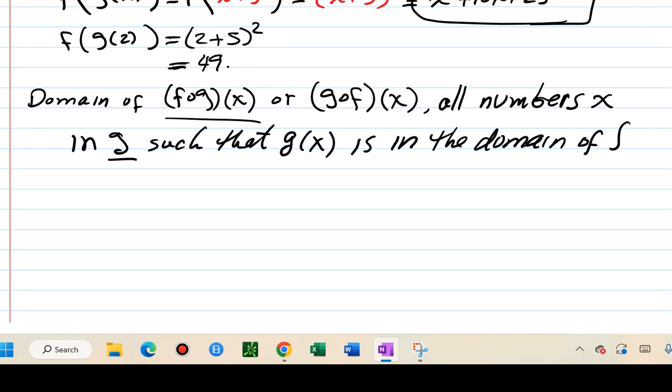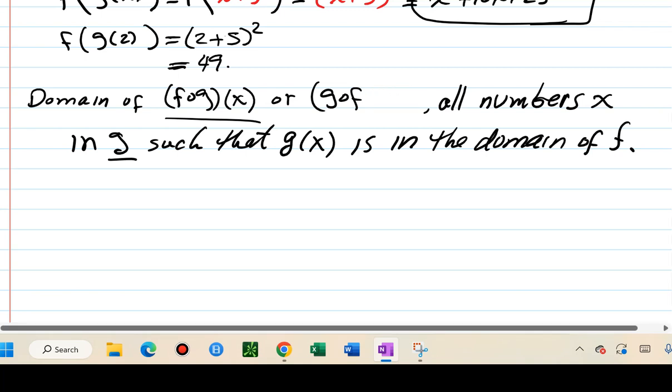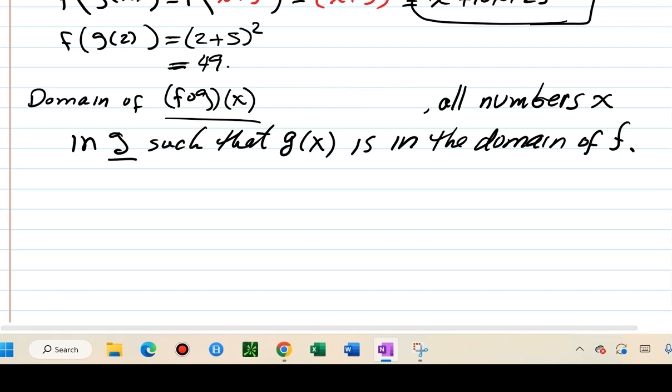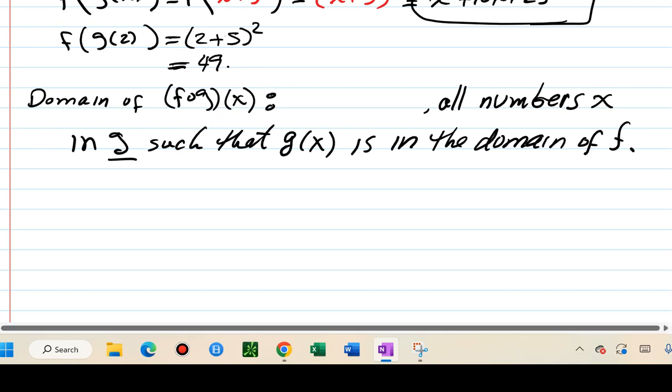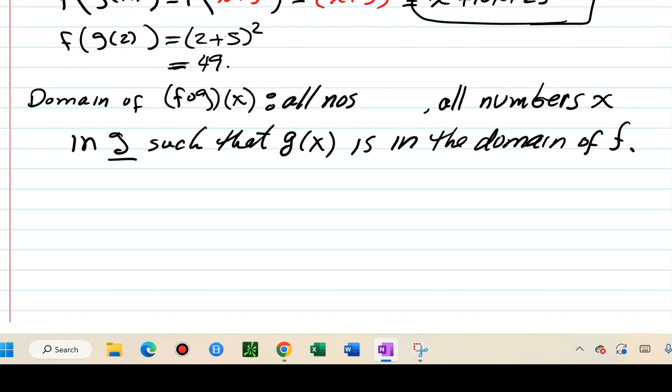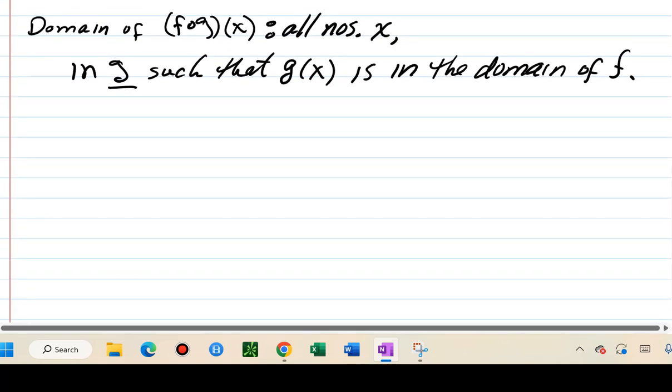Domain of f. Now, to keep this simple, forget this or. We're looking at the domain of f of g of x. Again, it's going to be all numbers x in g, on the inside function, so that the output g of x is in the domain of f. So we have to really keep track of two domains.